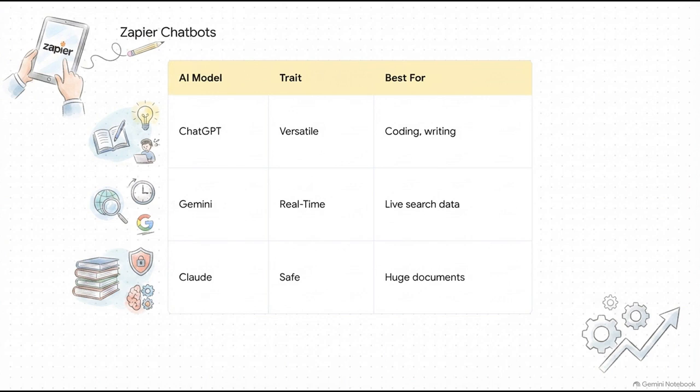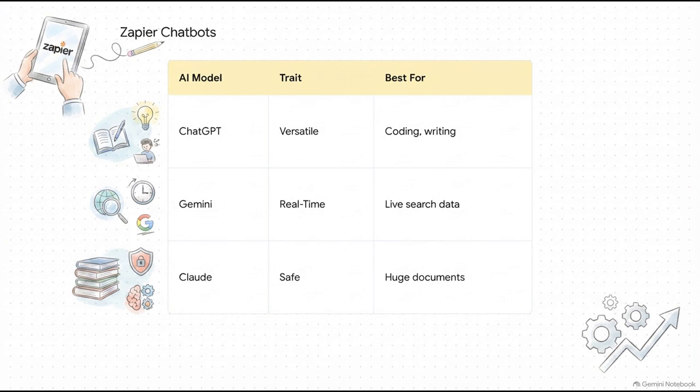First up is ChatGPT from OpenAI. I like to call this one the versatile know-it-all. It's fantastic for your all-around tasks, creative writing, and basic logic. Next, we have Google Gemini. This is the real-time gossiper. Why? Because it can pull live data directly from Google Search. If you need up-to-the-minute information, Gemini is your best buddy.